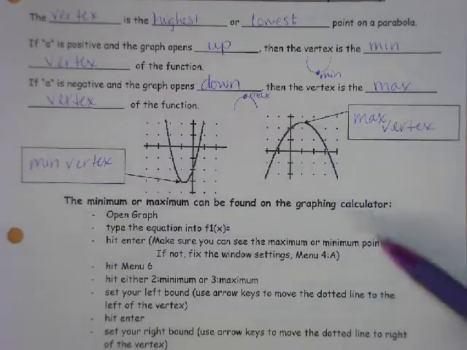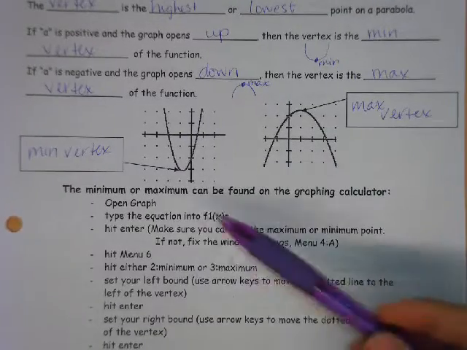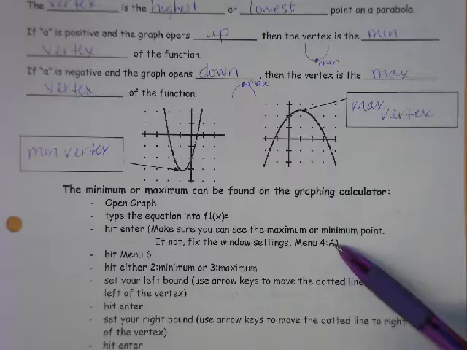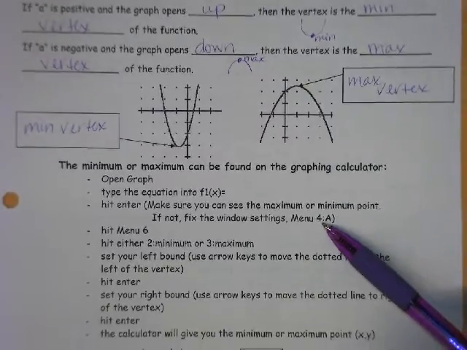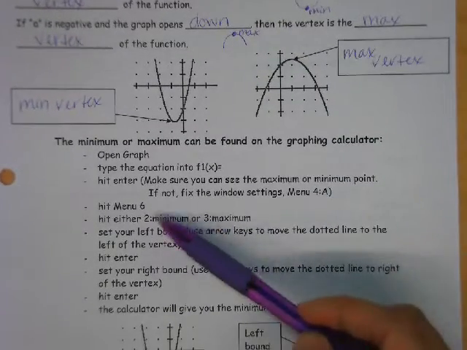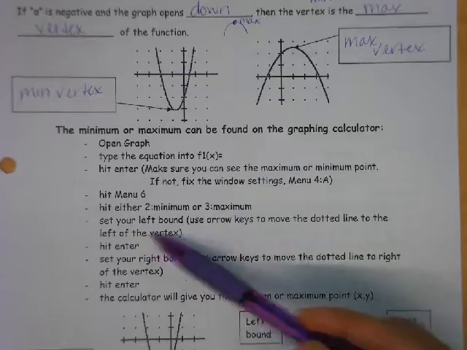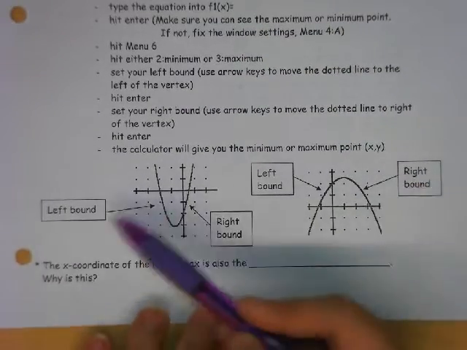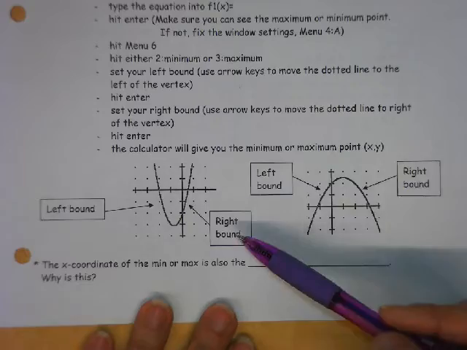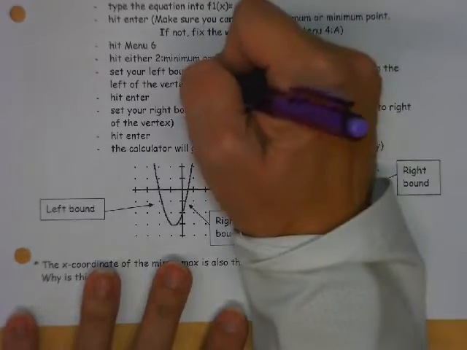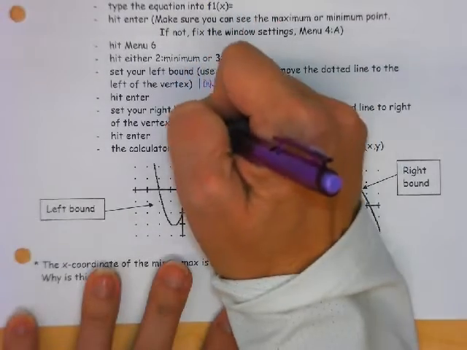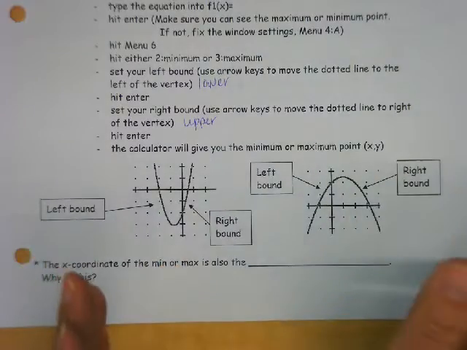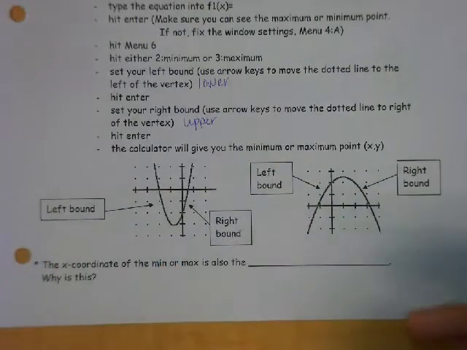We talked about the calculator. We talked about how you can put your equation in your graph. We talked about menu 4a if you can't see it, and then 6.2 or 6.3, and then you get your dotted line to be able to do that. Now, this talks about left bound and right bound. It doesn't use the words left and right. It uses lower and upper. But remember, it doesn't matter if you're on the left or the right. Pick a side to start on and then go to the other side.